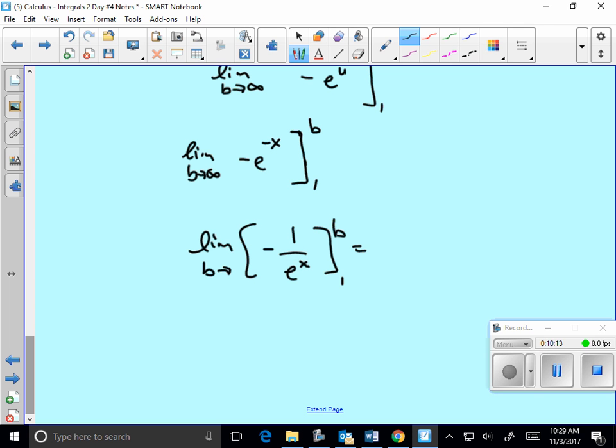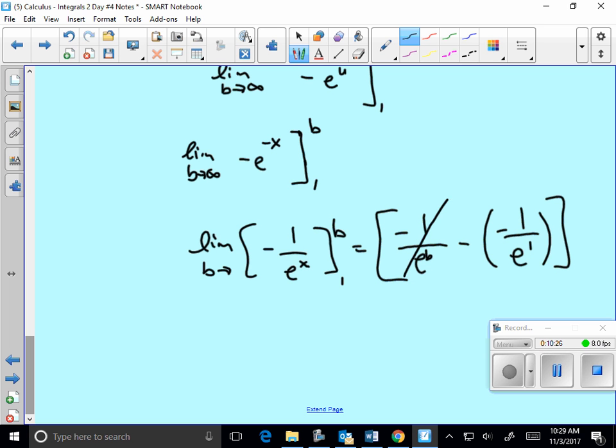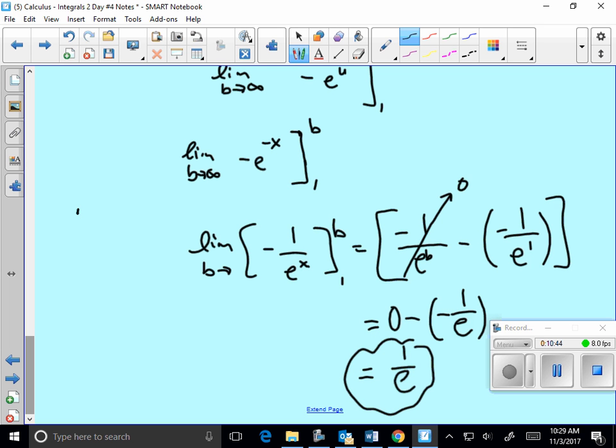So I'm going to just write this all out for those that need it. Negative 1 over e to the b minus negative 1 over e to the 1. What would happen to b? Well, this would go to 0, and I'd get 0 minus negative 1 over e. So the area under this curve is finite. If it's finite, then that means it converges. Okay, so that means this function converges.